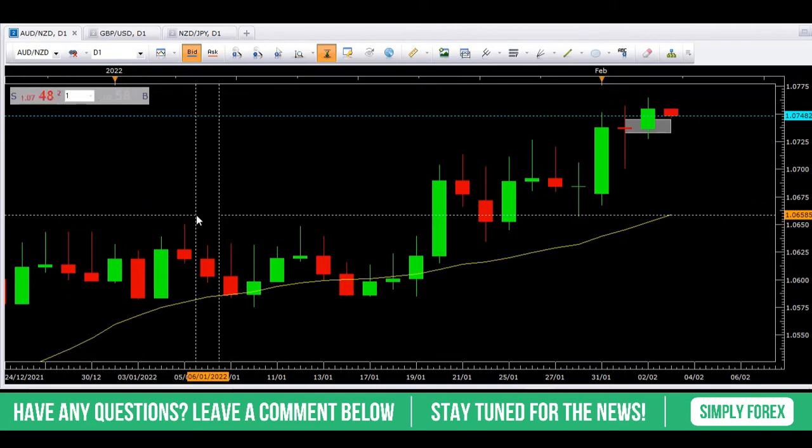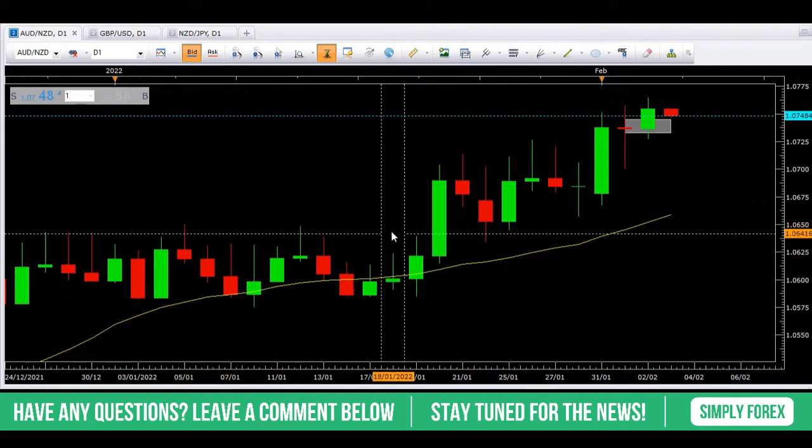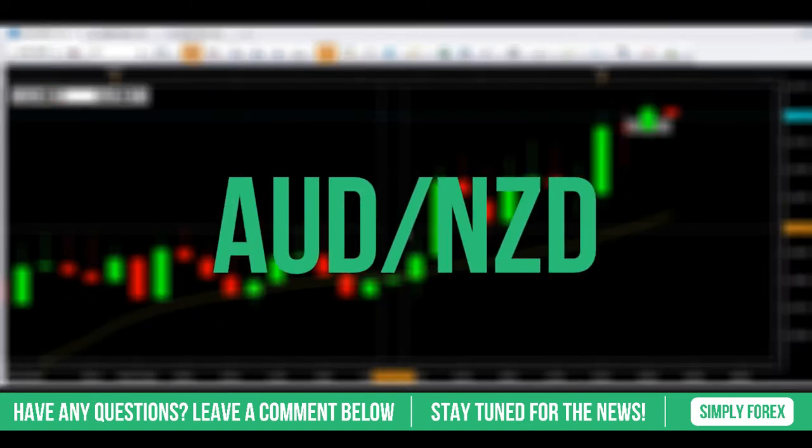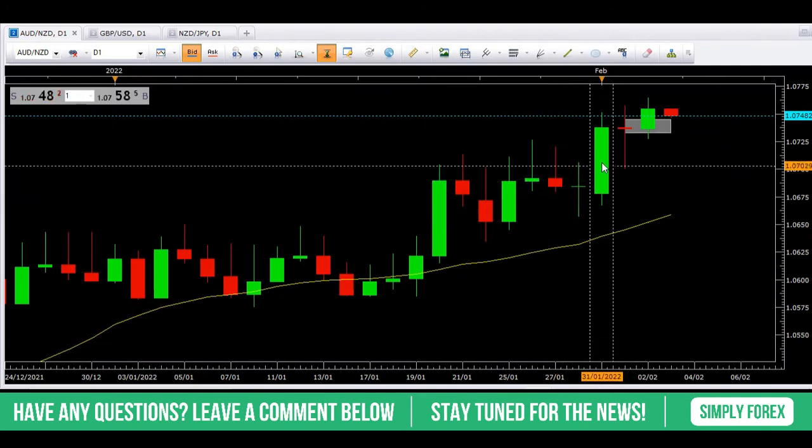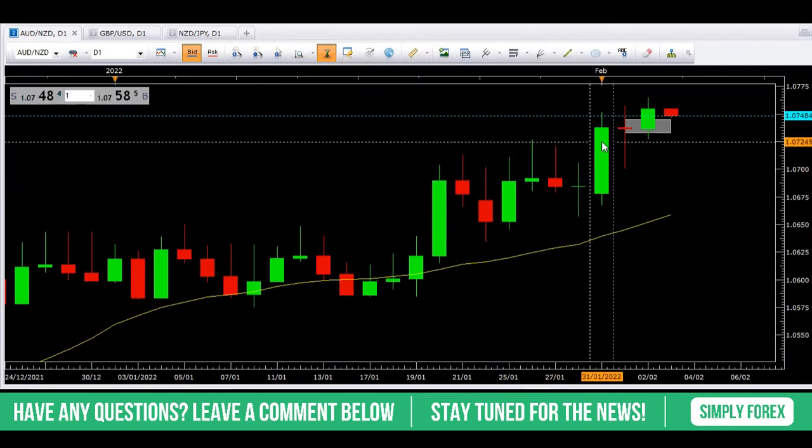Today, we're looking at 3 potential trades. Our first one is this. This is the Aussie dollar against the New Zealand dollar. We've been long in this all week, well, ever since we had this large bullish candle here.